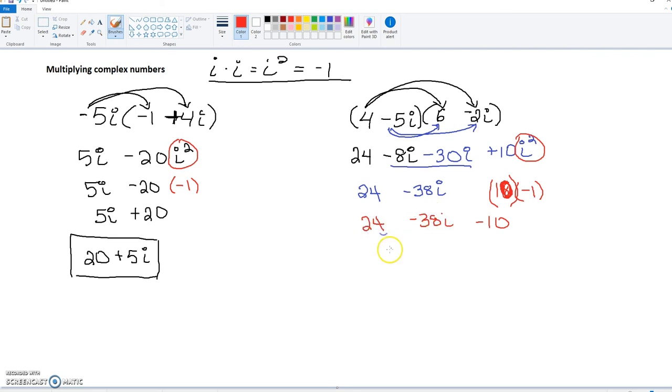I'm bringing everything down. And now, of course, we still have like terms. We've got our 24 and our -10. So 24 minus 10 gets us 14 minus 38i.